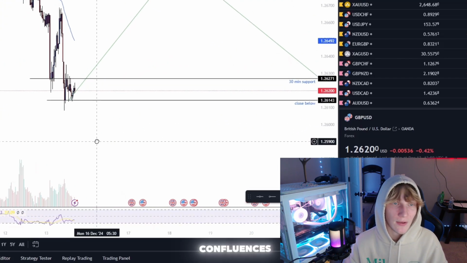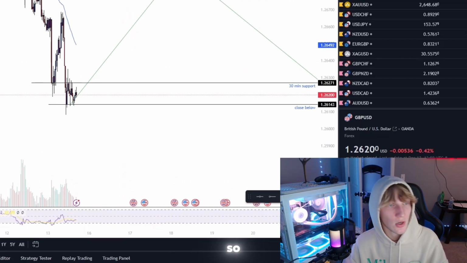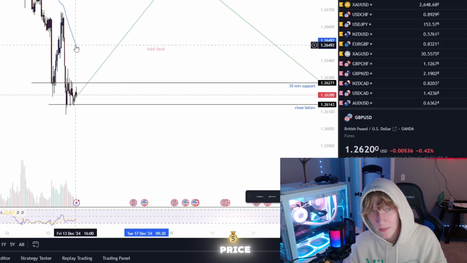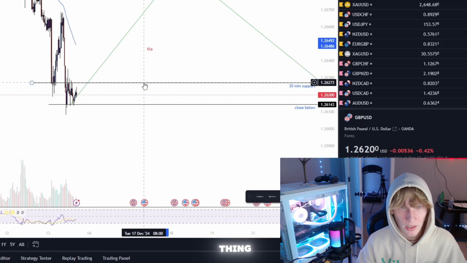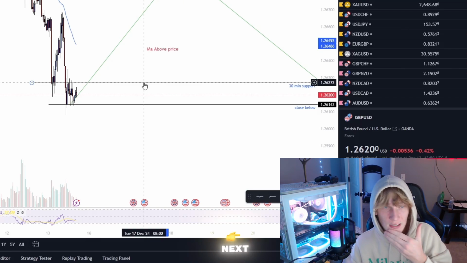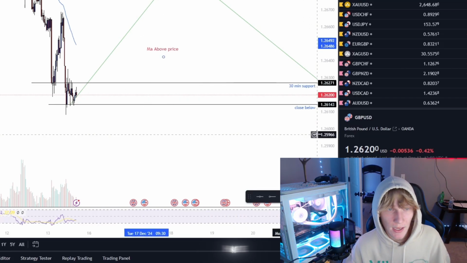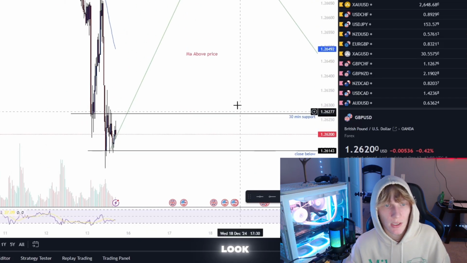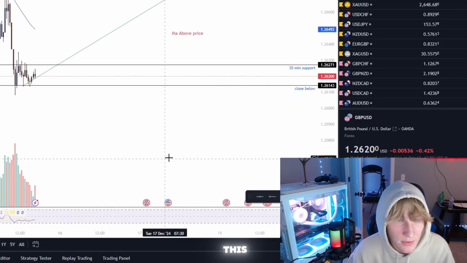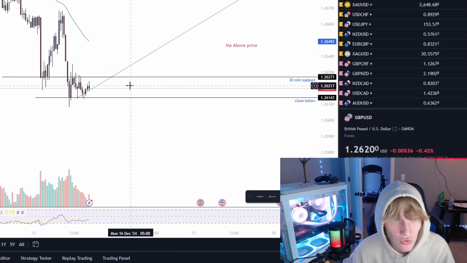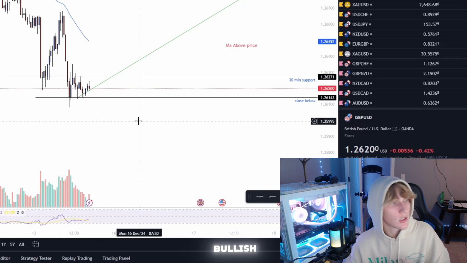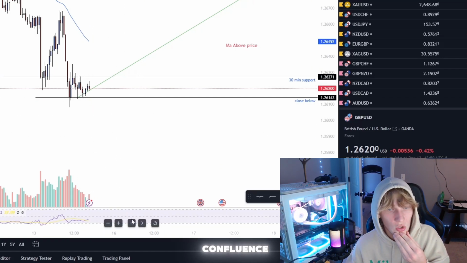But what are the confluences of this trade? Let's just go with number 1: our moving average is above price. So that's going to be our first thing. Moving average above price. Okay, next. What else do we have here? I'm not even going to look at the other time frames, but let's just check if we are bearish right now on this time frame, which we're not. We're bullish, so that wouldn't be a confluence.